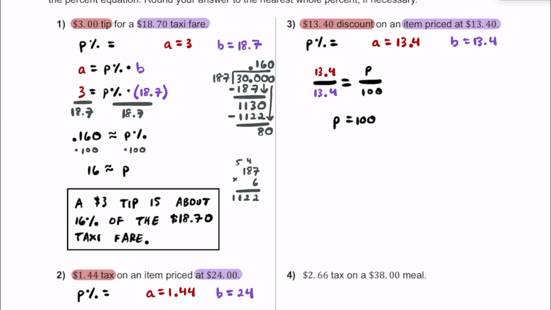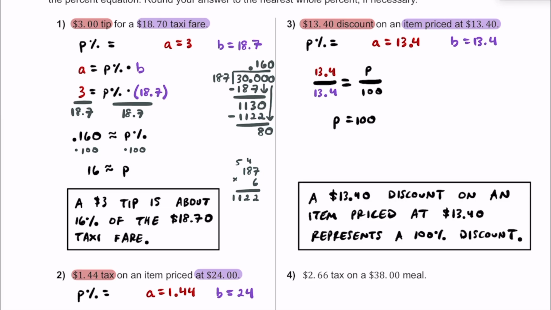It's a 1-to-1 ratio on the left, so it must be a 1-to-1 ratio on the right. So kind of a silly problem here, but hopefully it didn't take too much time. We can just simply say that if you got a $13.40 discount on an item priced at $13.40, you essentially got a 100% discount on that item.